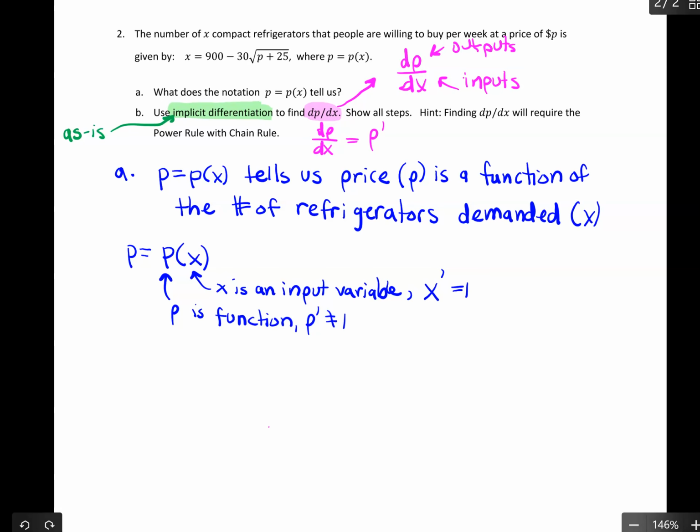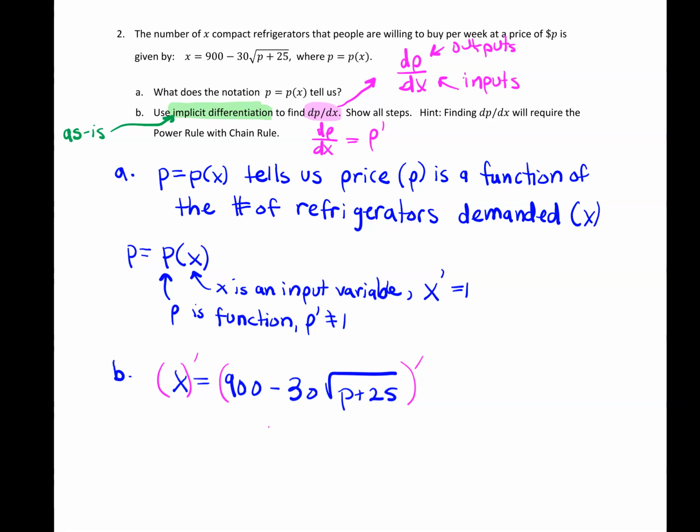Okay, so for part B, I'm going to write the equation exactly as it was given to me, and I'm going to differentiate exactly as it was written. So I'm going to take the derivative of the left-hand side and the derivative of the right-hand side. But I also know that I don't have any derivative rules that involve a square root. So I'm going to need to rewrite that square root.